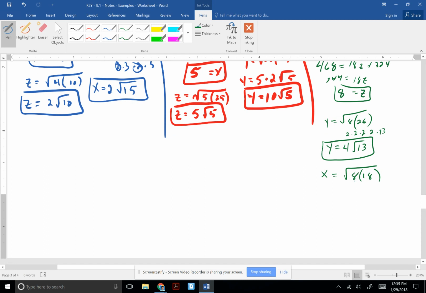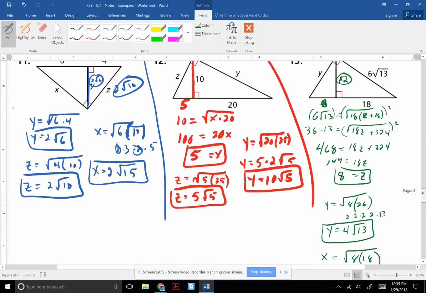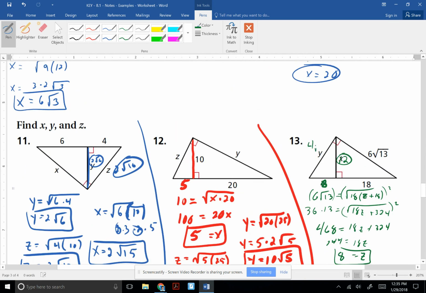So 8 is 2 times 2 times 2, and 18 is 2 times 9. Actually, this is going to be a perfect square, I think, because 9 is a 3. We pull out, we have a pair, we have a pair, we have a pair. So 3 times 2 times 2, 12. And what was this? I forget. 4 radical 13.